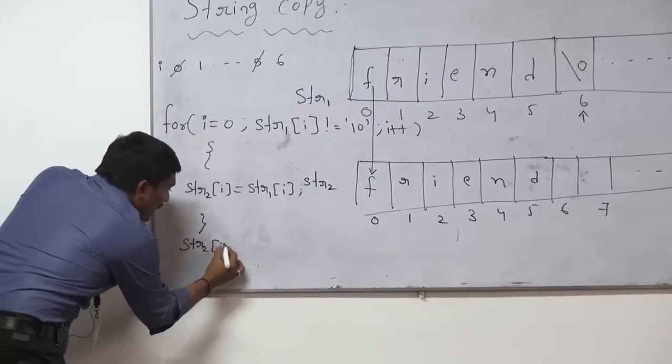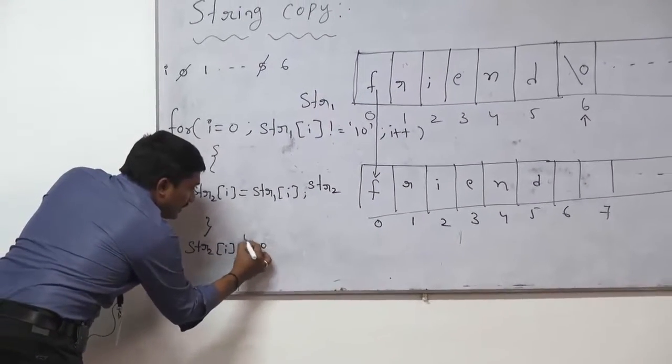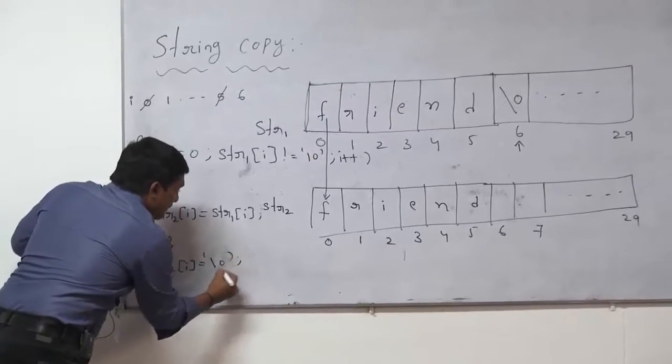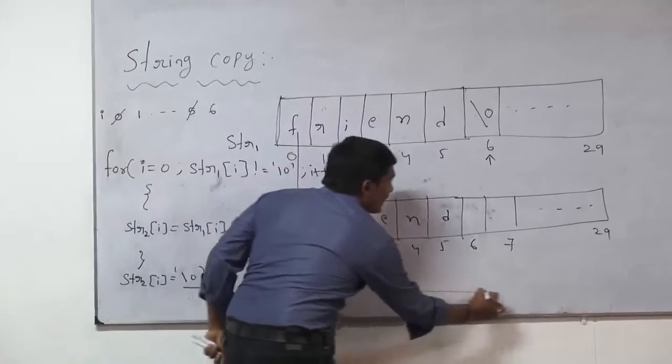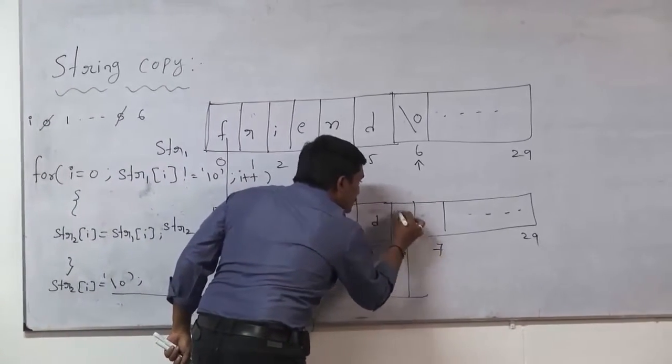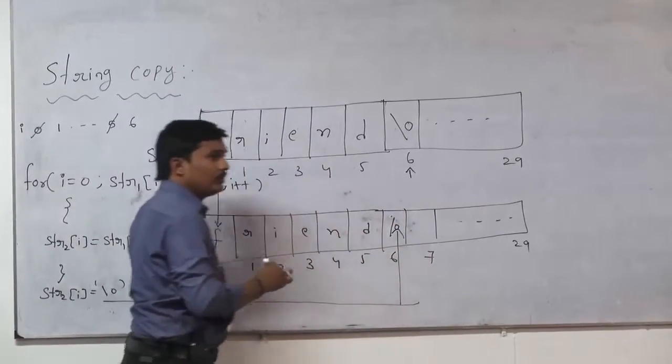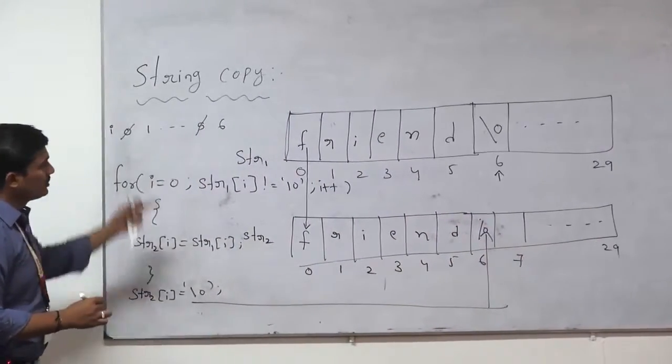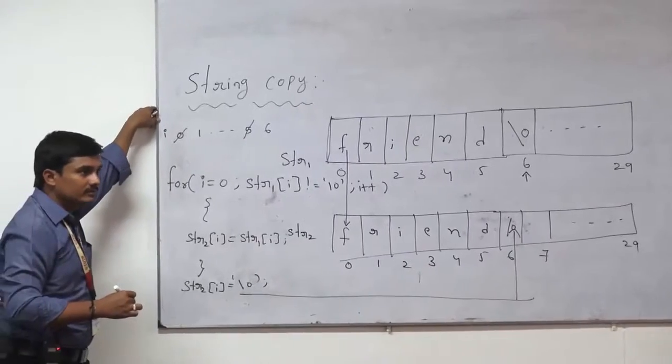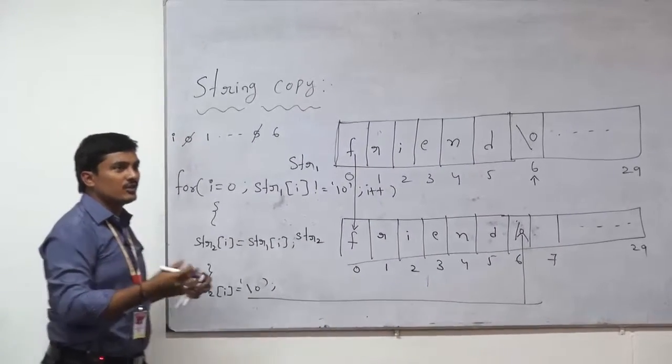So can I write str2 of I assigned with which character? Null character. This step will assign the null character to this location. So string copying is over or not over? Over. So what is the procedure we have to do?